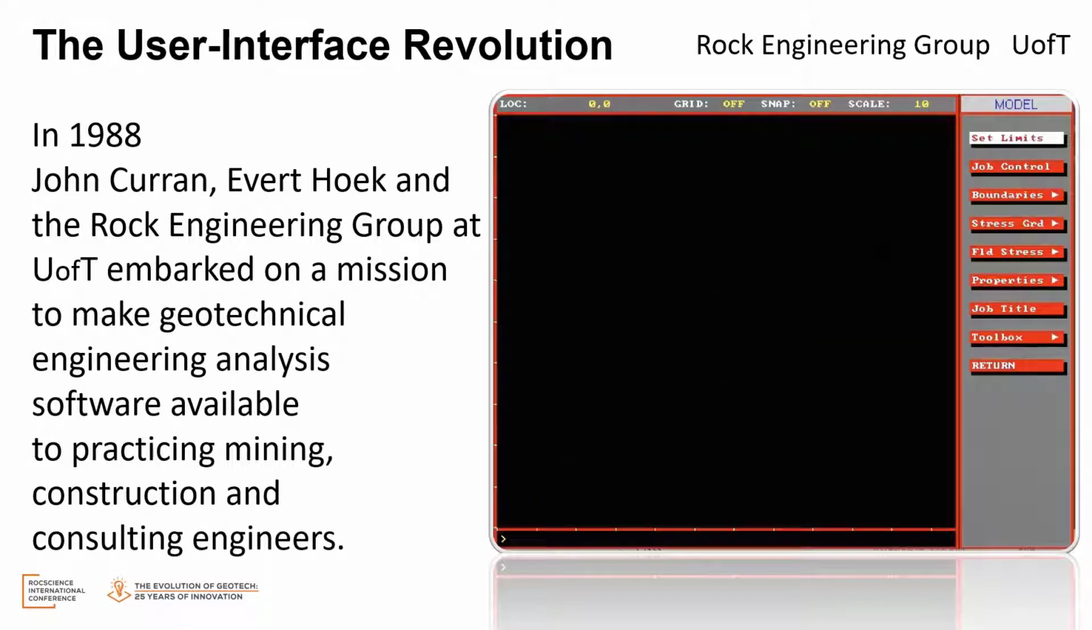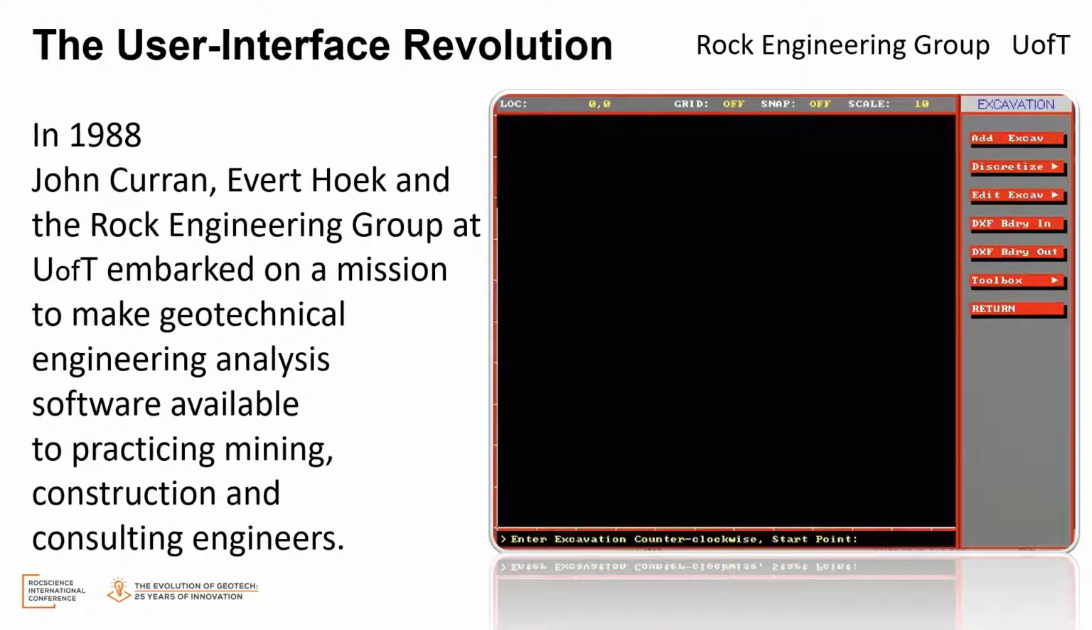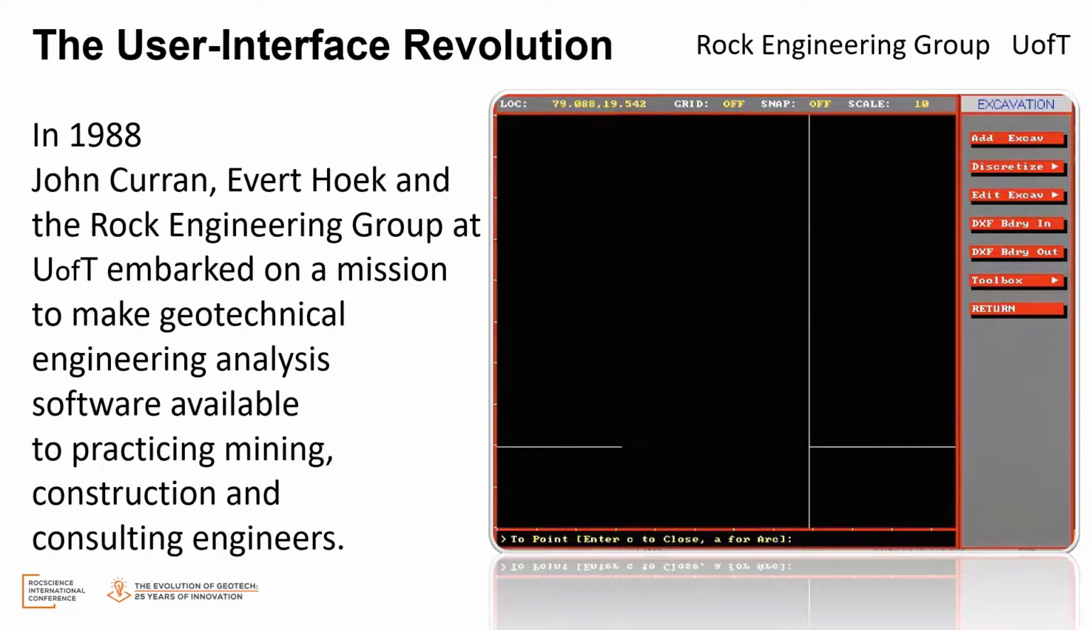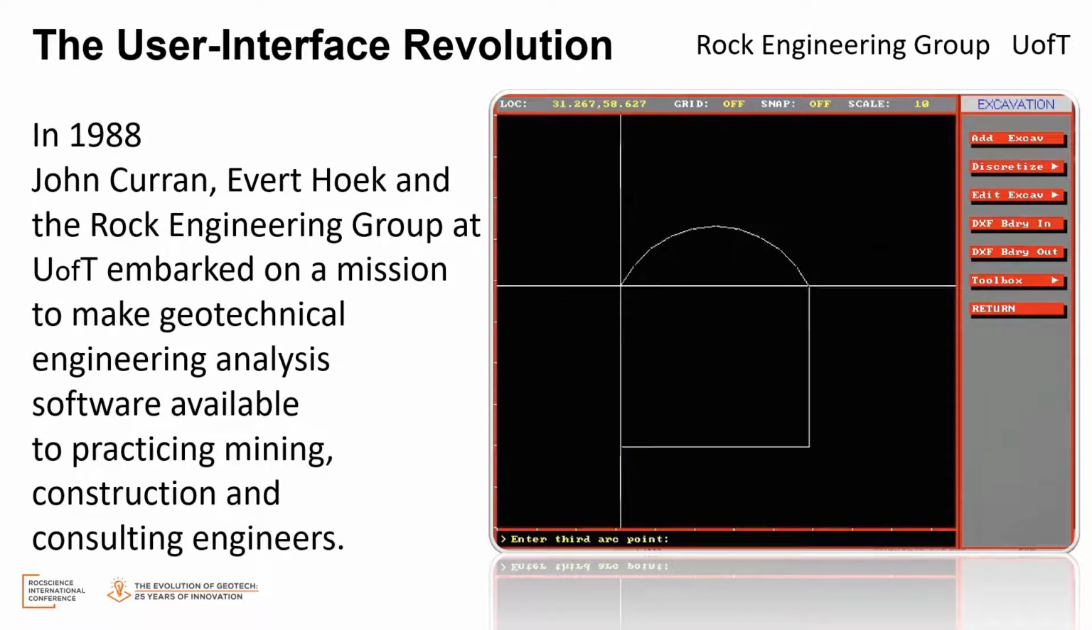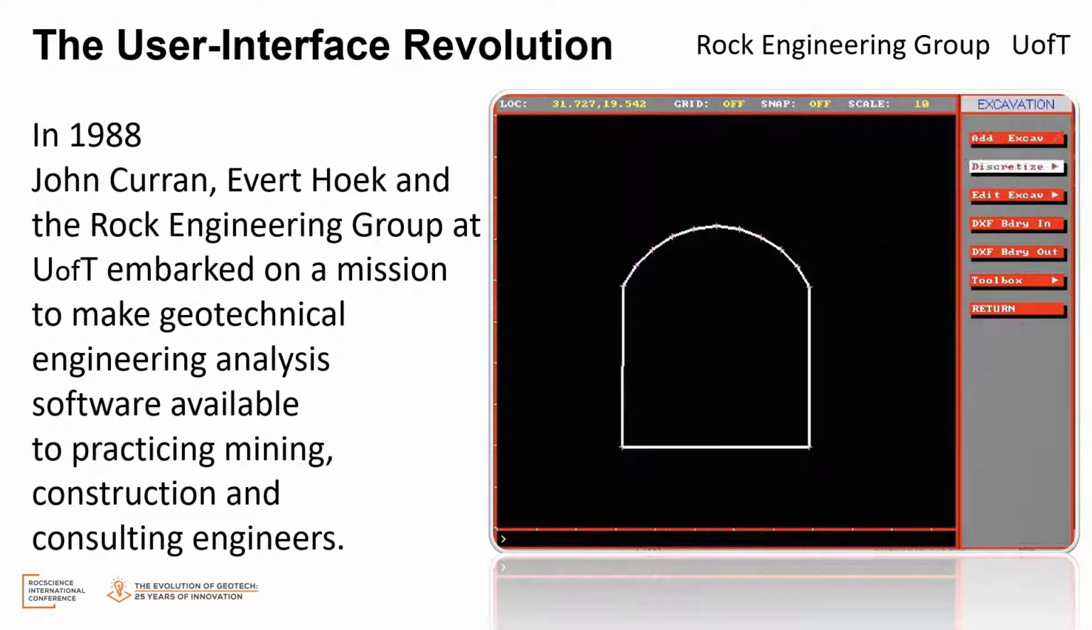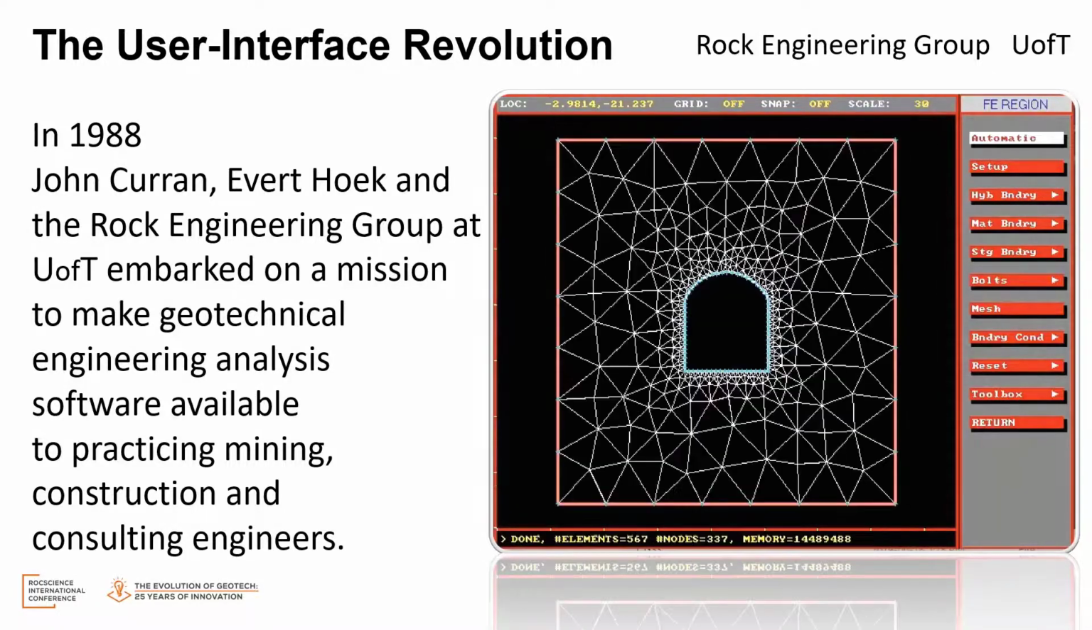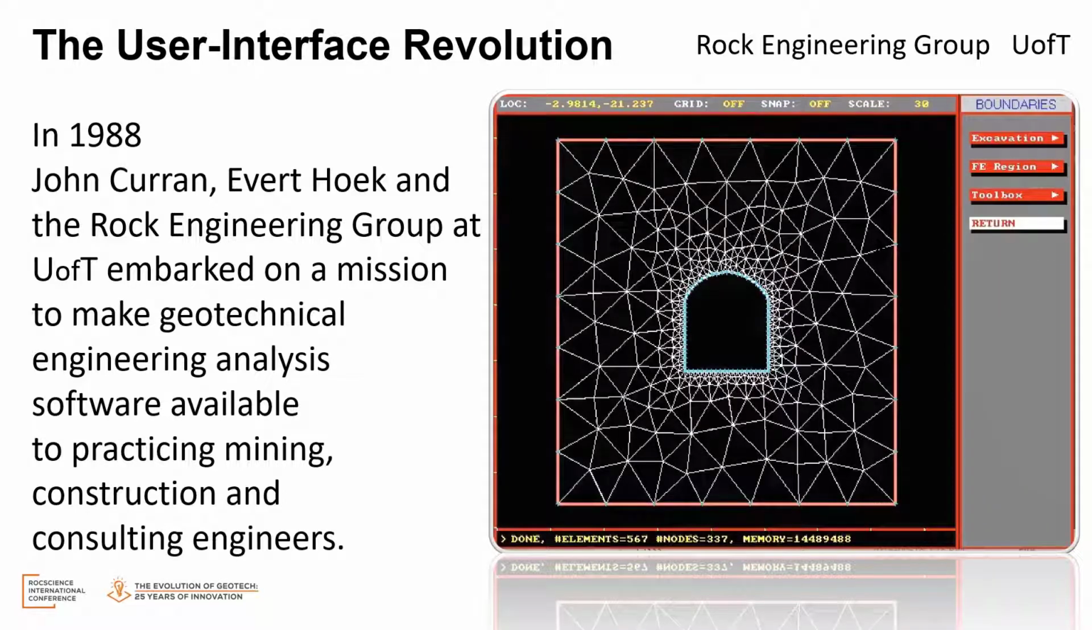At the University of Toronto, John Curran and Everett Hoek in 1988 founded the Rock Engineering Group, and they embarked on a mission to make geotechnical analysis software available to practicing mining, construction, and consulting engineers. On the right, you'll see the early version of Phases, forerunner to RS2, and this screenshot right there was one of the most exciting times of my graduate school at University of Toronto when Brent Corkum brought home source code to do automatic meshing around an excavation.